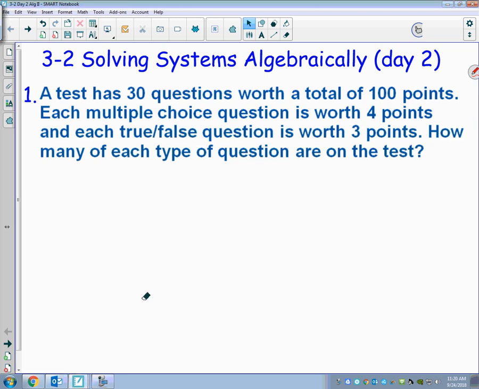Okay, so now that we've talked about substitution and elimination, we want to talk about these application problems, which really do show up a lot. And so really it's just about getting the pattern of we need two equations and two variables. So when you read these, start thinking about what your variables are going to be.